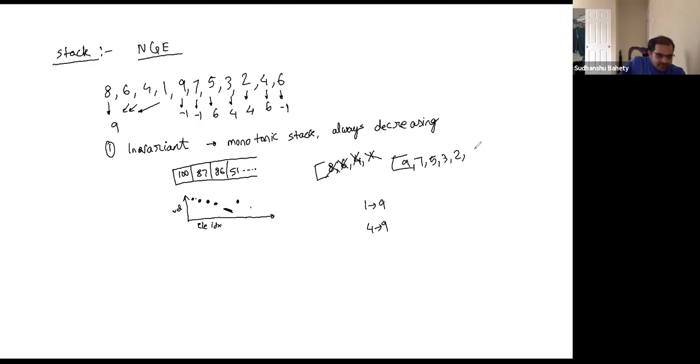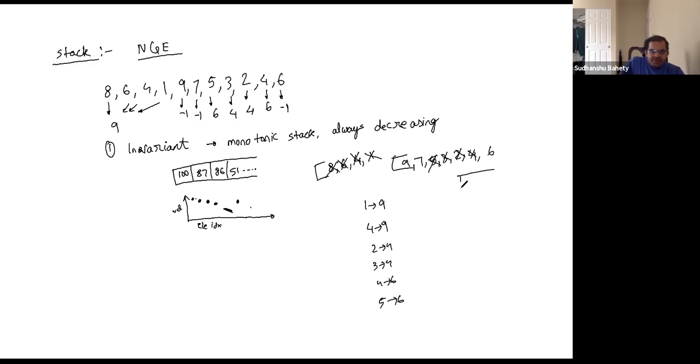Now 4 comes. 4 is more than 2. Then we say that for 2, the next greater element is 4. Then again 3 comes, then we say for 3, the next greater element is 4. 5 is more than 4, we push 5 over here. And then again 6 comes, for 4, we say the next greater element is 6. We remove this and we again see 5, for 5, the next greater element is 6. We remove 5 as well. And then we push 6.